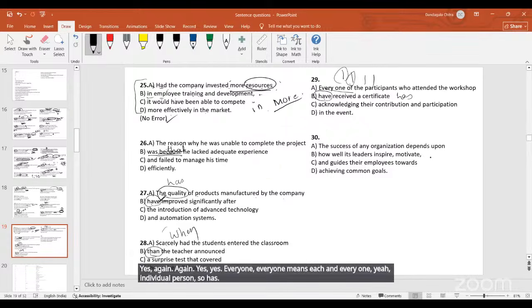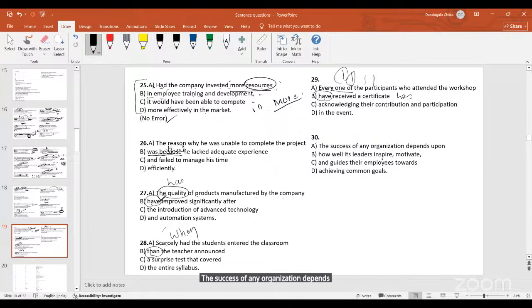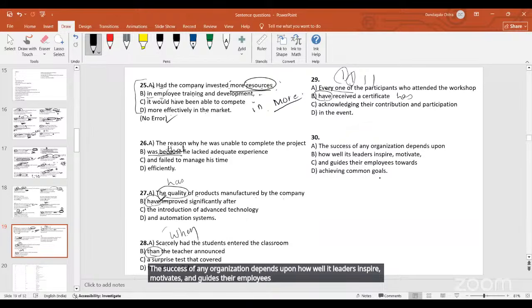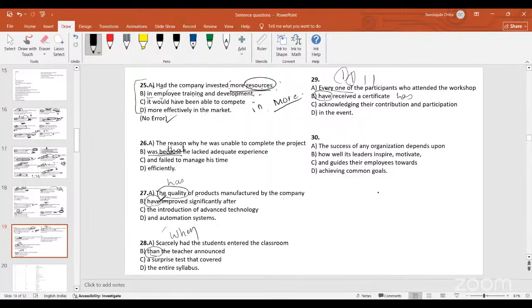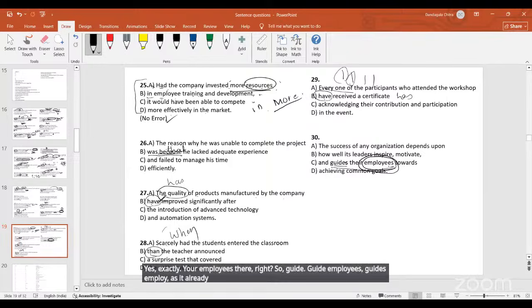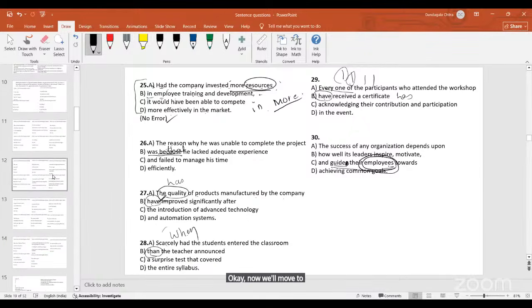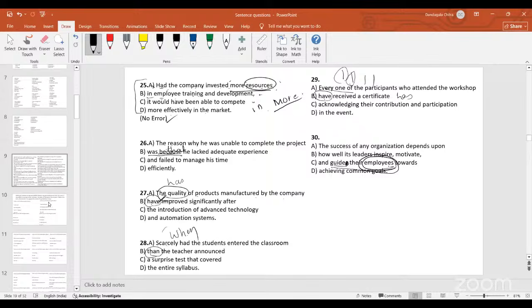The success of any organization depends upon how well its leaders inspire, motivates, and guides their employees towards achieving common goals. C, sir, "guide their employees". Yes, exactly. Here, it is "their employees", so it is guide. Okay, now we'll move to the next questions.